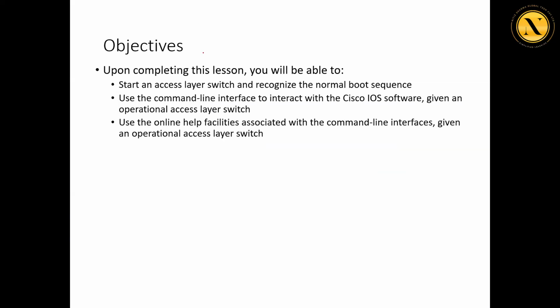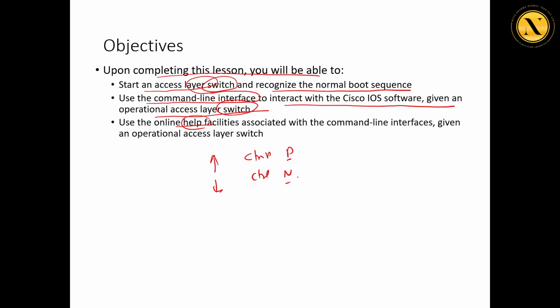Starting a switch. Now look at this. Starting a switch. Actually, I want to take you further, but upon completing this lesson, we'll be able to start an access layer switch and recognize the normal boot sequence, and use the command line interface, CLI, to interact with the Cisco software given an operational switch. Online help means up arrow, down arrow, right? Or Control-P or Control-N, previous and next commands. Also question mark, right? Also caret marker.